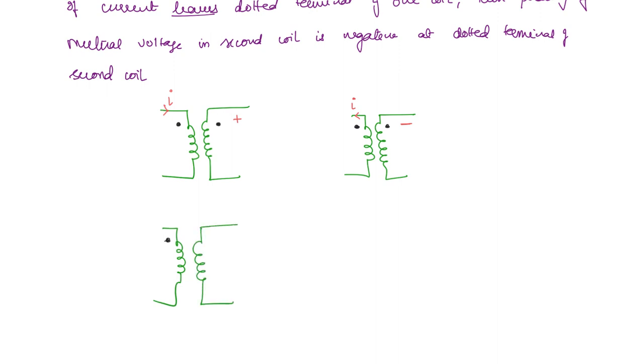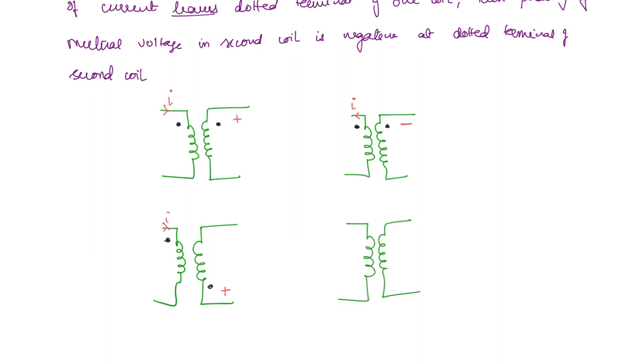You can take another example where now we can change the dotted polarities. So let us see, this is the dotted terminal and this is the dotted terminal. Then what will happen if the current I flows through this? Then positive polarity will be at the dotted terminal.